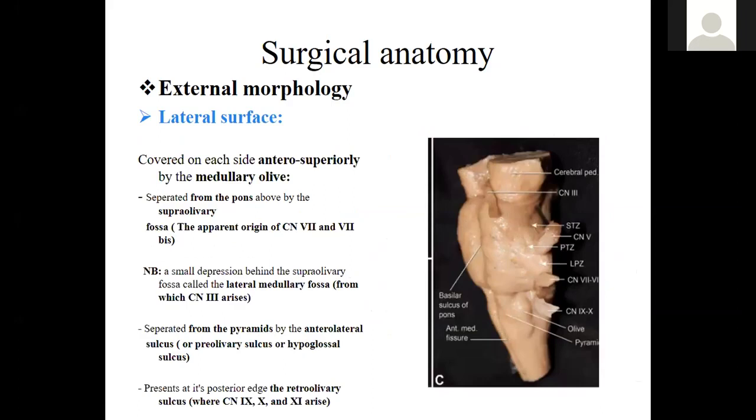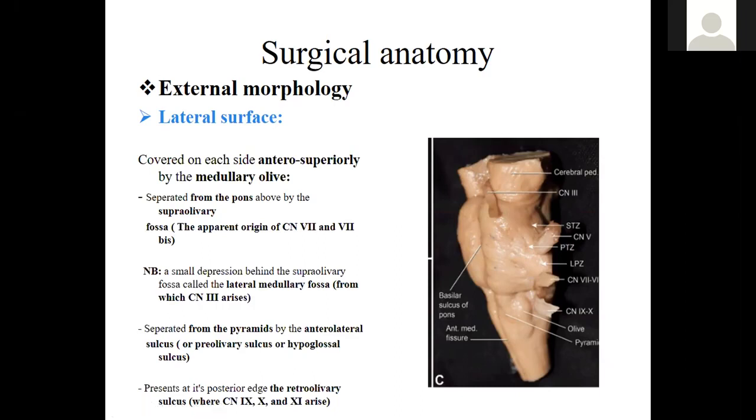On this lateral surface, we can see at the anterior superior region the medullary olive, which is internally represented by the inferior olive. It is separated from the pons above by the supraolivary fossa, which is the apparent origin of the cranial nerves 7 and 7b, the intermediate nucleus of the seventh nerve. And then we have a small depression behind the supraolivary fossa called the lateral medullary fossa, from which the cranial nerve number 3, the common oculomotor nerve, arises.